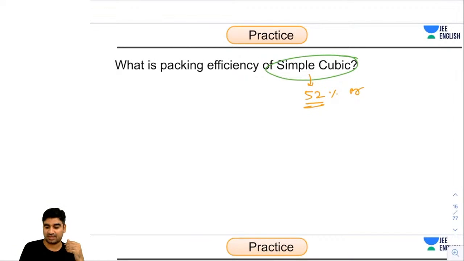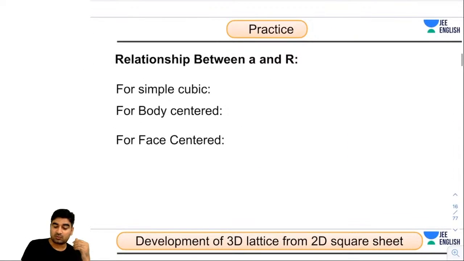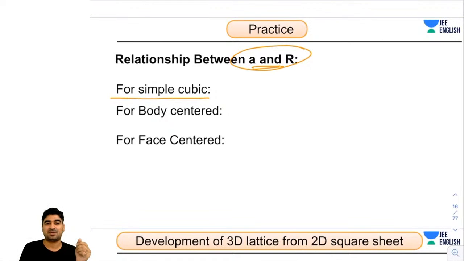Now I'm moving on to the next question. What is the relationship between r and a for simple cubic? Yes, tell me guys. For simple cubic, what is the relationship between a and r? Yesterday there was a problem in the JEE Mains. Yes, yesterday there was a problem on this concept.